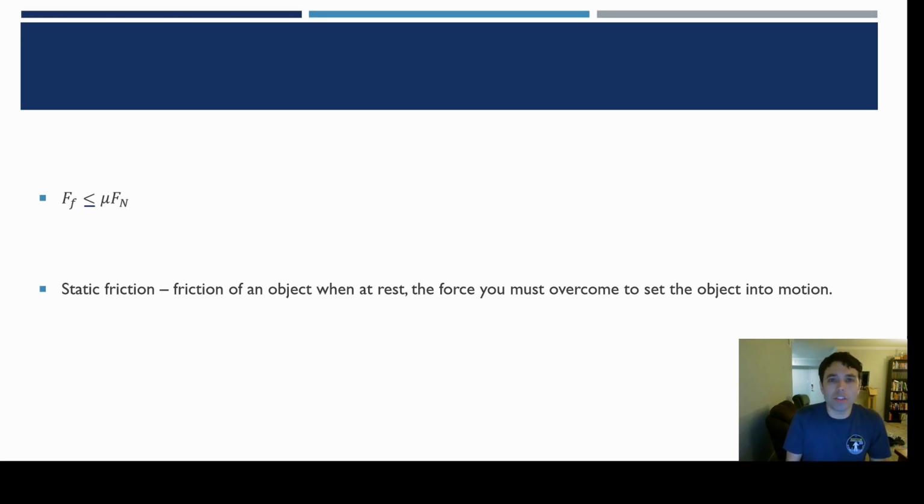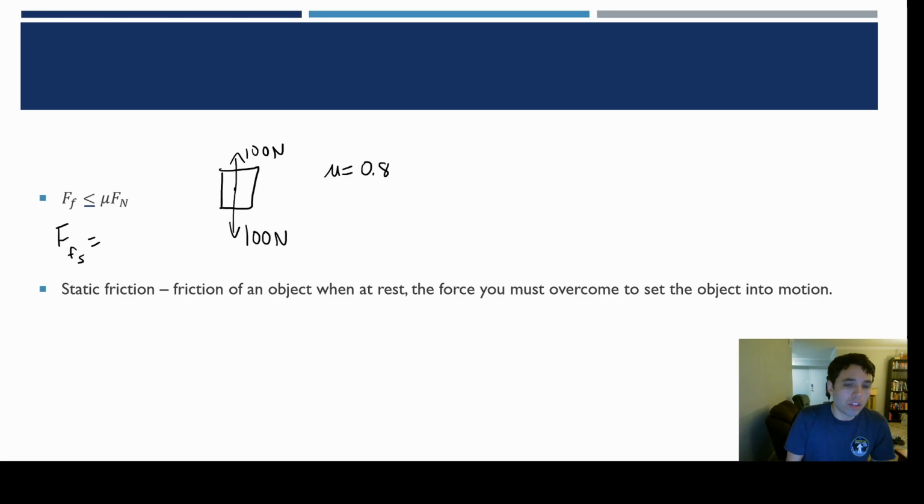Okay, so why is it less than or equal to? Imagine you have a box, and let's say this box has a weight of 100 newtons. And then let's say it's on flat ground, so its normal force will be equal to the 100 newtons, because we're not going to push it down or anything. And let's say the coefficient of static friction is 0.8, it's pretty high, right? Well, if the normal force is 100 and mu is 0.8, that means our friction force for static, with two subscripts, a little f and then a little s for static friction, is going to be 80, right?